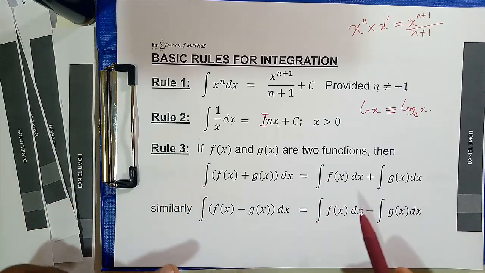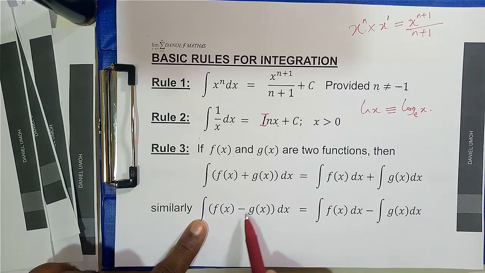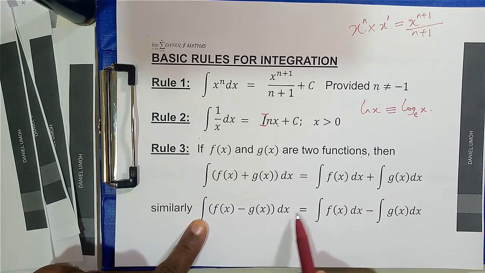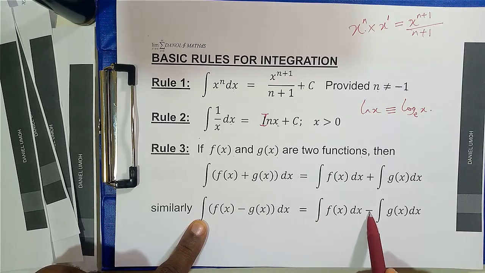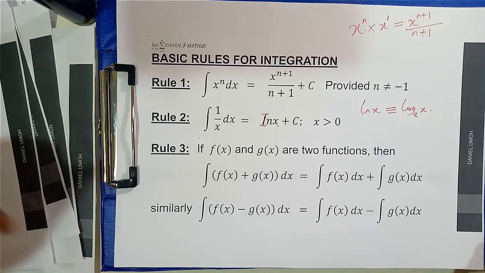Similarly, for subtraction, the same thing holds. Integral of f of x minus g of x dx is equal to integral f of x dx minus integral of g of x dx. I hope you understand the rules we've just established. That's rule 1 and then rule 2. Rule 1, rule 2, and rule 3.